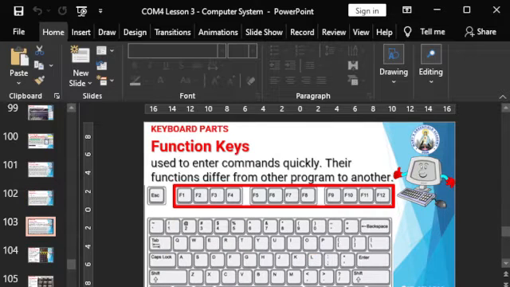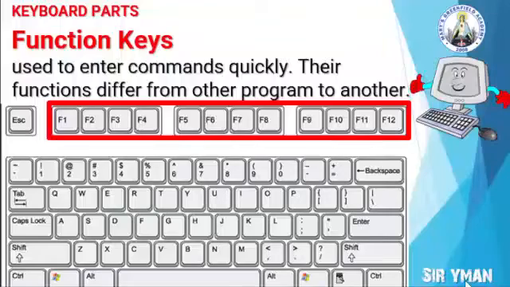Function keys. And then the F11, for those of you who play games, if you're playing Roblox, F11 is often used to maximize your screen. Okay? And then F12 is for options. If you want to see the programming language of a certain website, I use F12 for that.